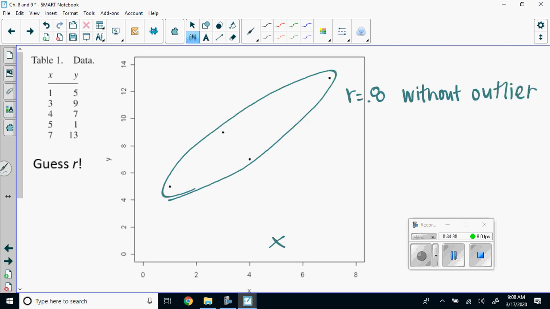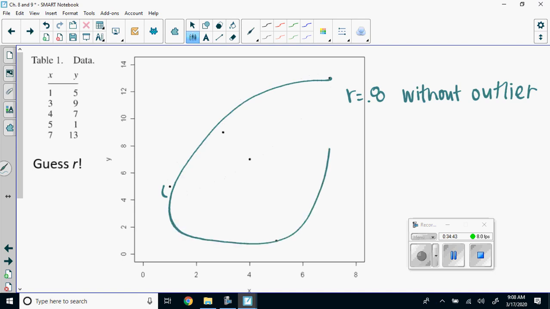With the outlier, my football shape is going to need to be something more like this. So it's going to be like 0.2. And that's why statisticians sometimes choose to throw the outlier out, even though it's not ethical, because it works their data a ton, especially their correlation coefficient. And what that means is with that outlier, the correlation coefficient is 0.2, so there's hardly any association at all right there.